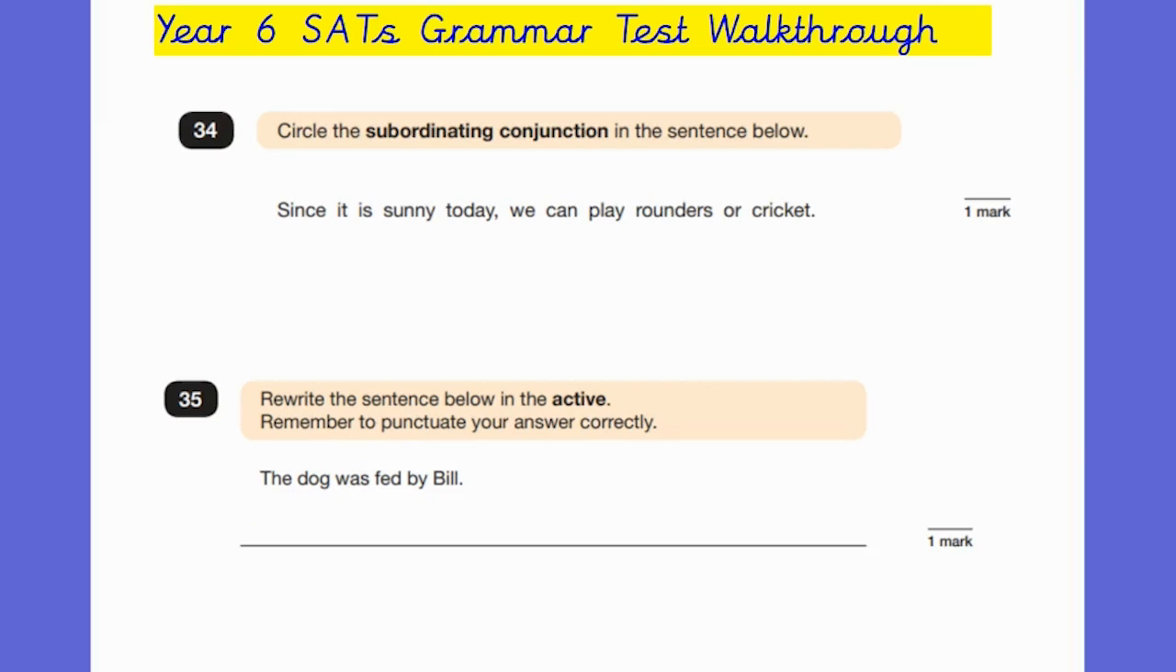Number 34, circle the subordinating conjunction in the sentence below. And we've spoken about this before. There are lots of different ways that you can remember the different subordinating conjunctions. You can remember things like wabbits, so when, as, after, because, before, if, though, since. So if I have a look at this sentence here, since it is a sunny day, we can play rounders or cricket, and I know straight away that my subordinating conjunction is since.